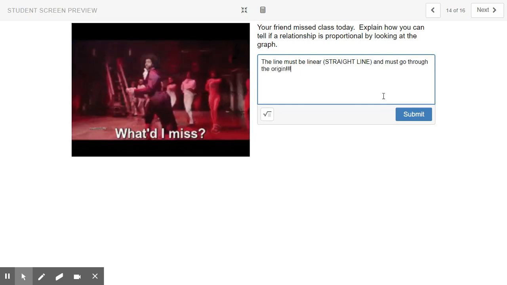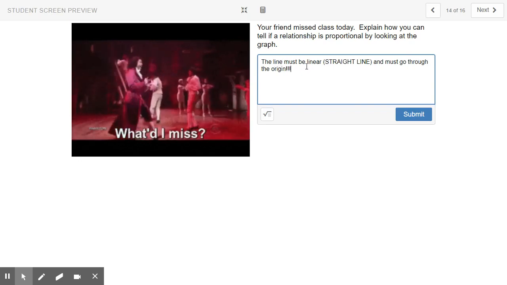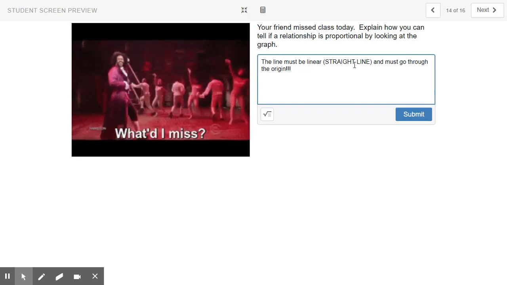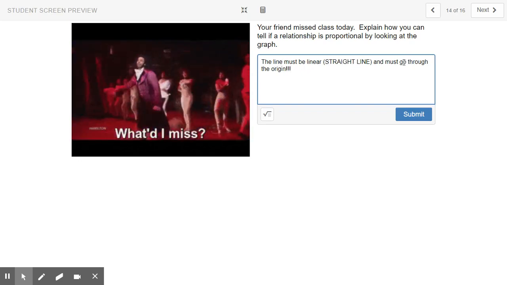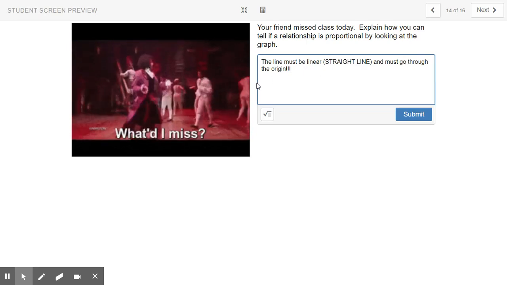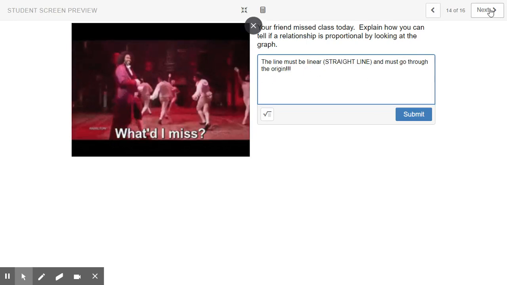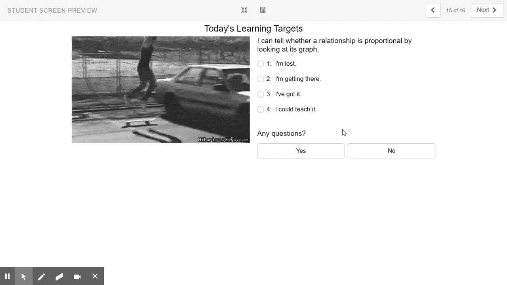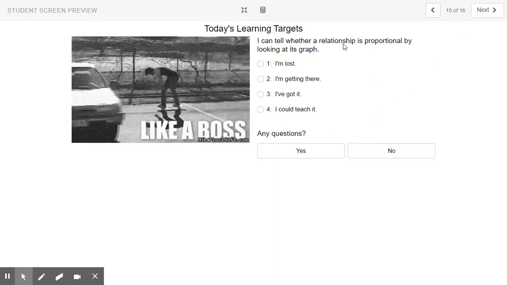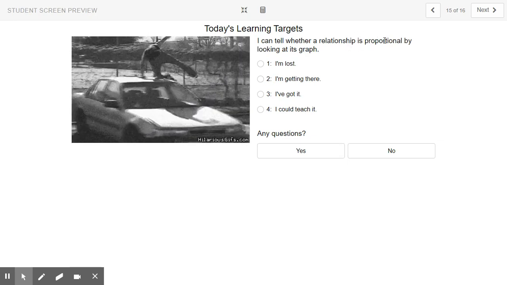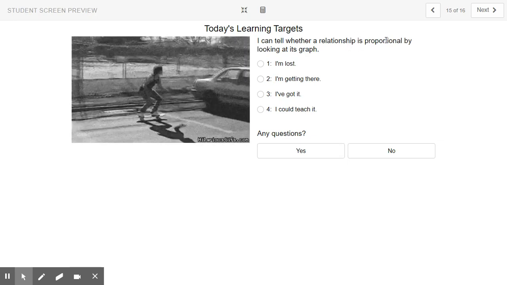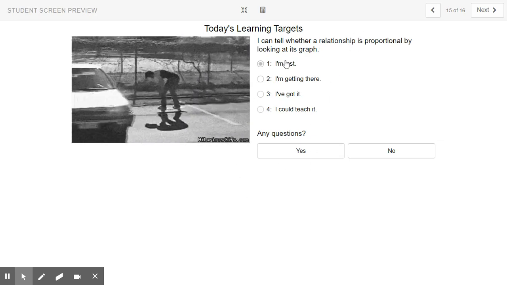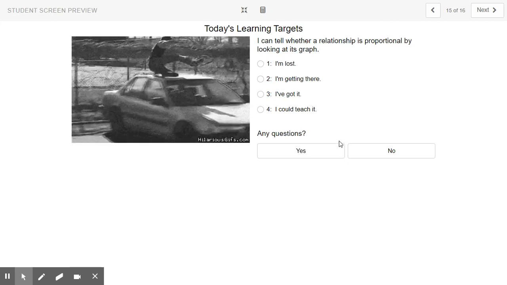All right. So I would tell my friend that the line must be linear, meaning it must make a straight line, and it must go through the origin, which is 0,0. Okay, so hopefully you were able to understand our learning targets. So can we tell whether a relationship is proportional by looking at its graph? You might fall into any one of these categories.